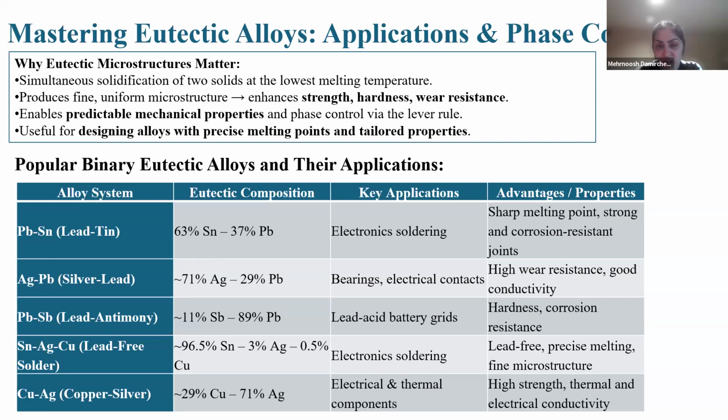Overall, controlling eutectic compositions allows engineers to design alloys with tailored melting points and optimized mechanical properties. This ensures that components meet the operational and structural requirements we are looking for, and makes for a more reliable structure.